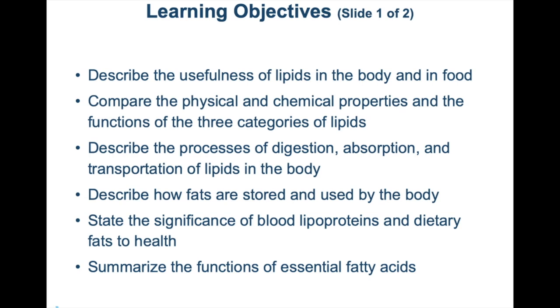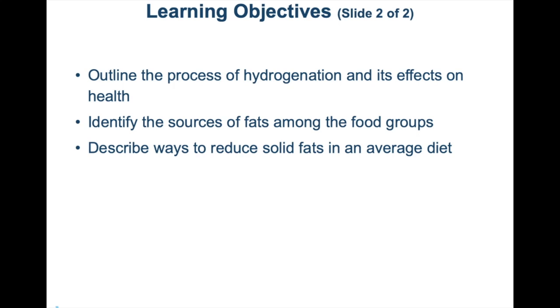We're going to look at how fats are stored and used by the body. We're going to learn about blood lipoproteins and dietary fats and their impact on health, so things like LDL cholesterol, for example. We're going to look at the functions of essential fatty acids, i.e. the omegas, omega-6 and 3. We're also going to be exploring the process of hydrogenation, thinking about what are trans fats and what is their impact on health. By the end of this chapter, we should be able to identify sources of dietary fats, and we'll be discussing practical ways to reduce solid fats, i.e. saturated fats in the diet.